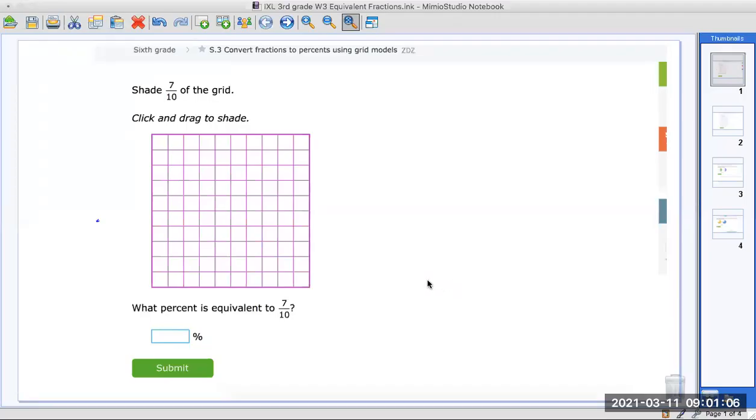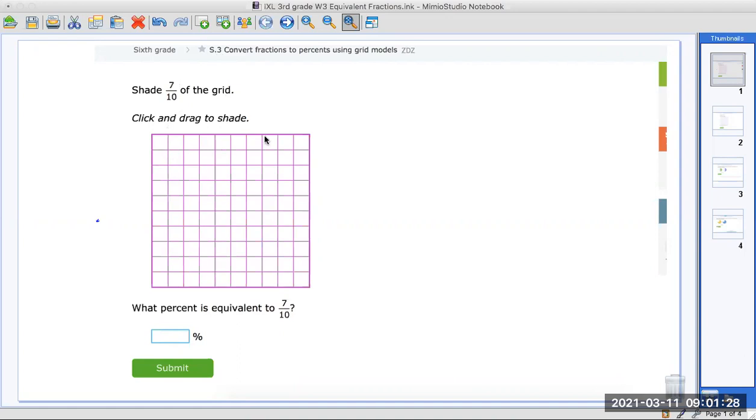Hello, I wanted to show you how to start on IXL. It's sixth grade, tab is S3, convert fractions to percents using grid models. So this particular question says shade 7/10 of the grid. So that means every 7 out of 10 squares is shaded in.